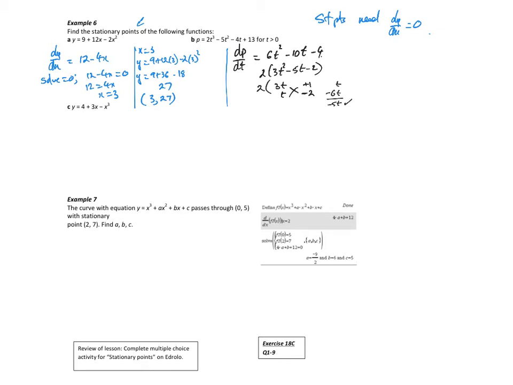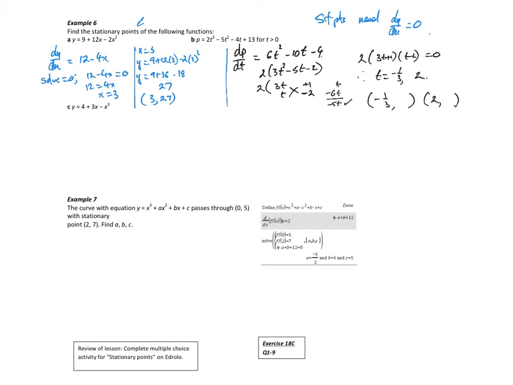So we get 2 times (3t plus 1)(t minus 2) is equal to 0. Okay, so we want it equal to 0 to find the turning points. So therefore we get t equals minus 1/3 or positive 2. So my coordinates are negative 1/3, something, and 2, something.